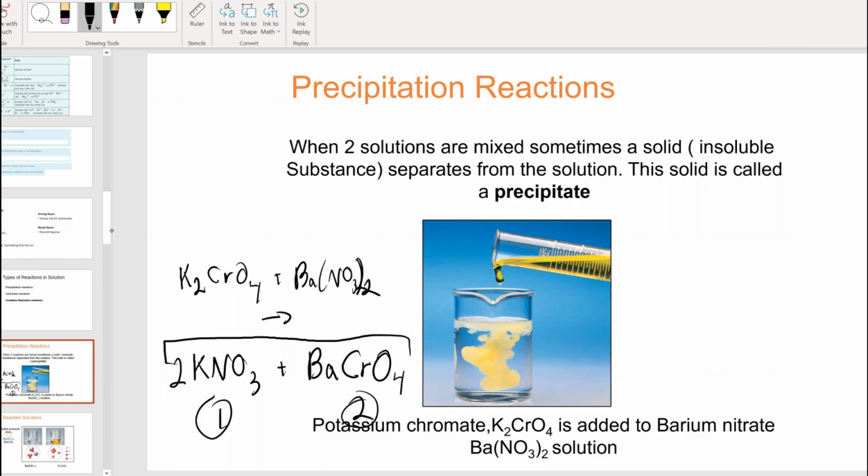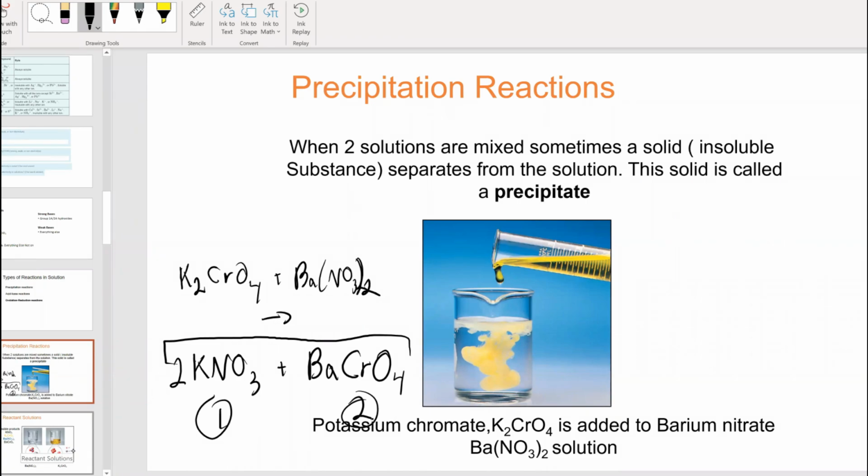The potassium nitrate won't actually form. It won't be potassium nitrate. It'll just be free potassium ions and free nitrate ions. Meanwhile, the barium chromate will stick together, and what we call fall out of solution, meaning they will no longer be part of the aqueous pluses and minuses. They will become a solid and fall out of the solution.